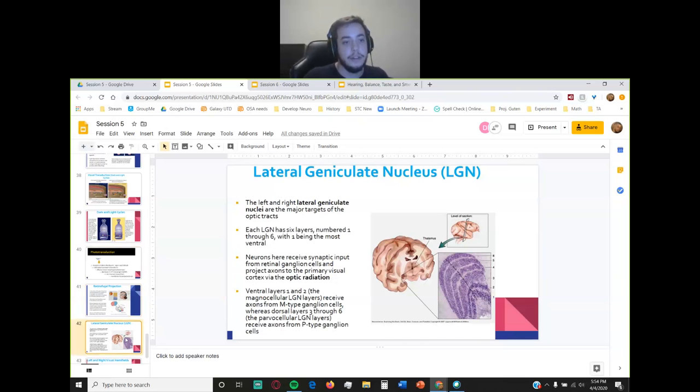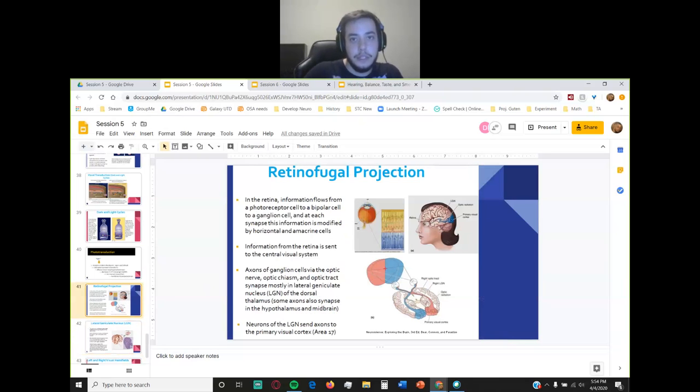No, I can't zoom in. All right, I'll draw it out. Let's see. Can I annotate?